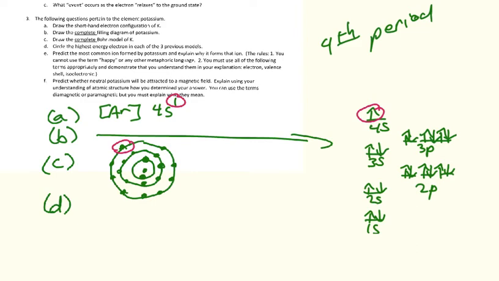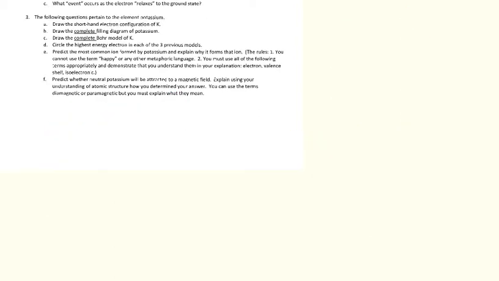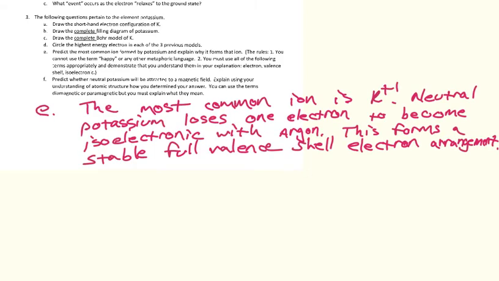And then let's do a new page here. And then let's see, E, predict the most common ion formed by potassium and explain why it forms. So let's take a stab at this. In E, we think that the most common ion is going to be potassium plus 1. Because we've been using it all year, there should be no doubt about that. And then we got to come up with an explanation. So here's what I came up with.